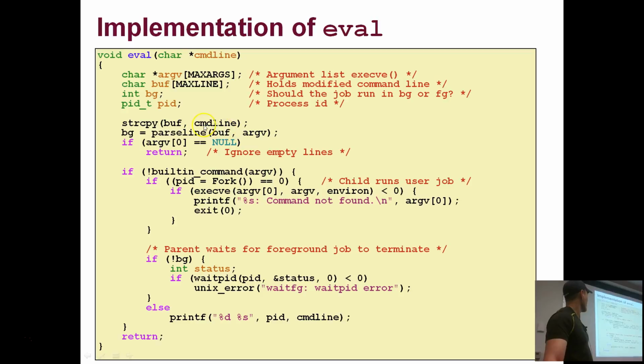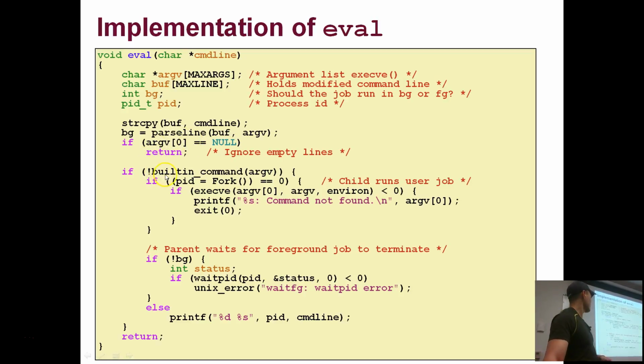So we'll copy the command into a buffer, and then we'll parse it into argv to get the arguments. And then as a return of this parse, we're going to say whether or not we're going to need to put it in the background or whether or not we can actually wait for it to finish in order to give you the next command prompt. If argv is null, then you basically hit carriage return and didn't give it a command. So that should just return, and then you'll get the shell prompt again.